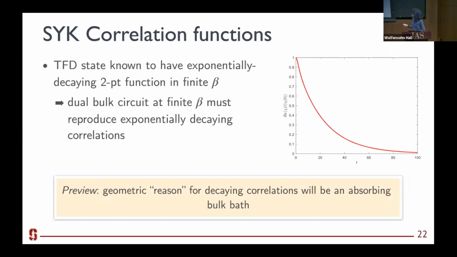Okay. So the thermofield double state of the SYK is known to have exponentially decaying 2-point functions at finite beta. And what this implies is that our dual bulk circuit description at finite beta must also be able to reproduce these exponentially decaying correlations. And a sneak peek is that we're going to be able to ascribe a geometric reason for this exponential decay.